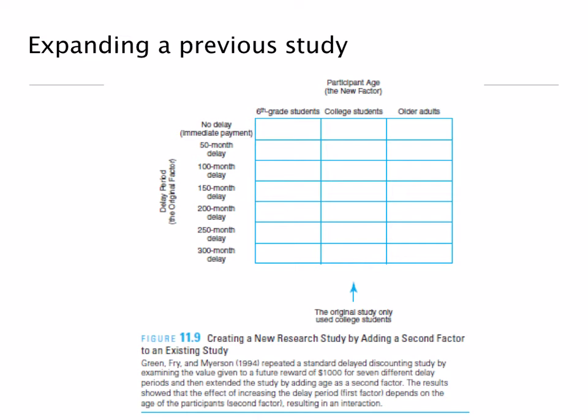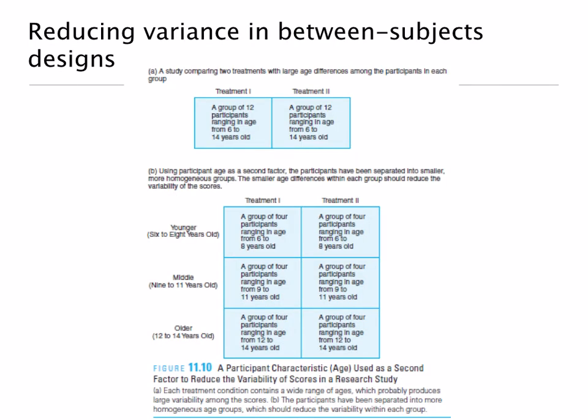Whereas by adding the 6th graders and the older adults, we're also able to look at this new factor of participant age and how this affects this future reward. We can also use factorial designs to reduce the variance between subjects.